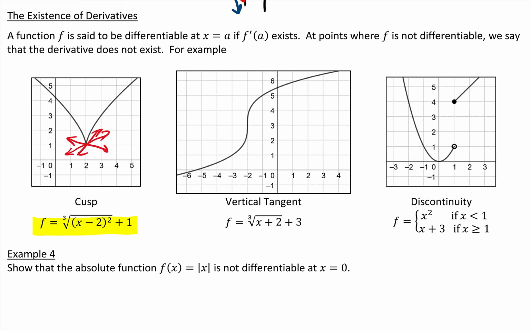The next one is that you end up with a vertical tangent. So look at here. If I tried to draw the slope of a tangent, it would be a vertical slope, so it would be undefined. And that one is given by this function here.